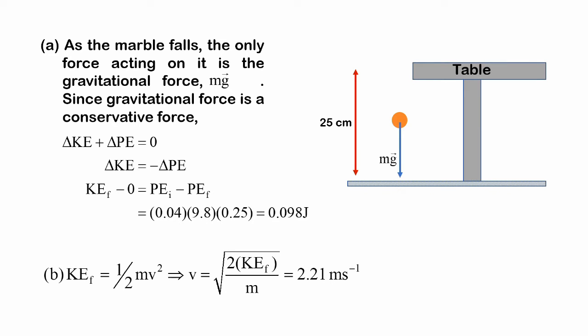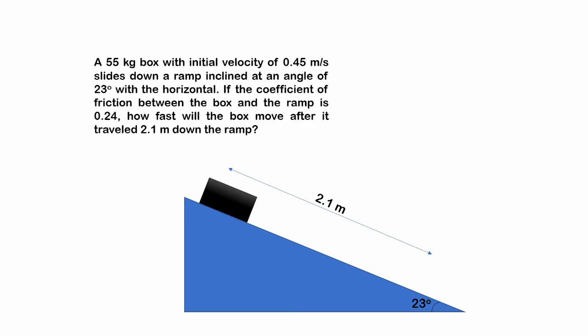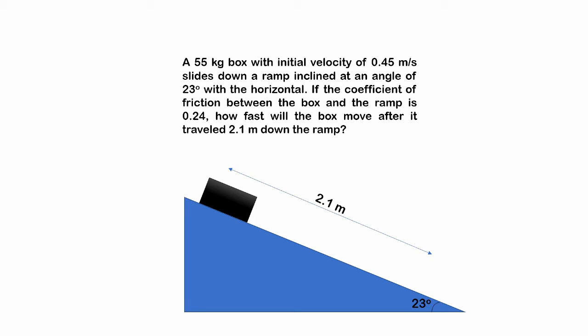Example 2. Work done by non-conservative force. A 55 kilograms box, with initial velocity of 0.45 meter per second, slides down a ramp, inclined at an angle of 23 degrees, with the horizontal. If the coefficient of friction between the box and the ramp is 0.24, how fast will the box move after it traveled 2.1 meters down the ramp?